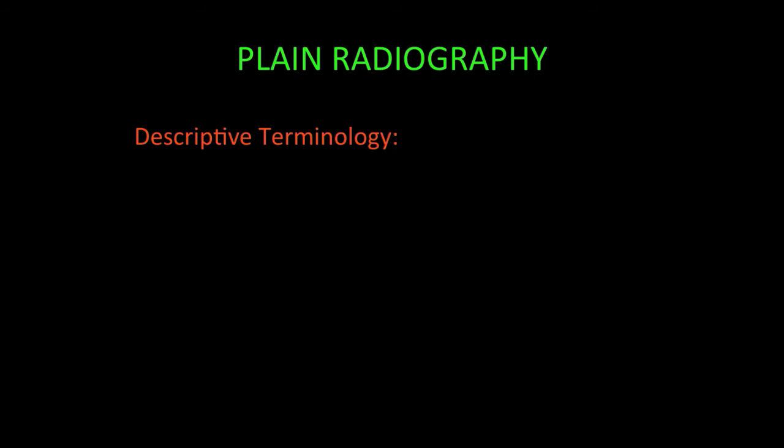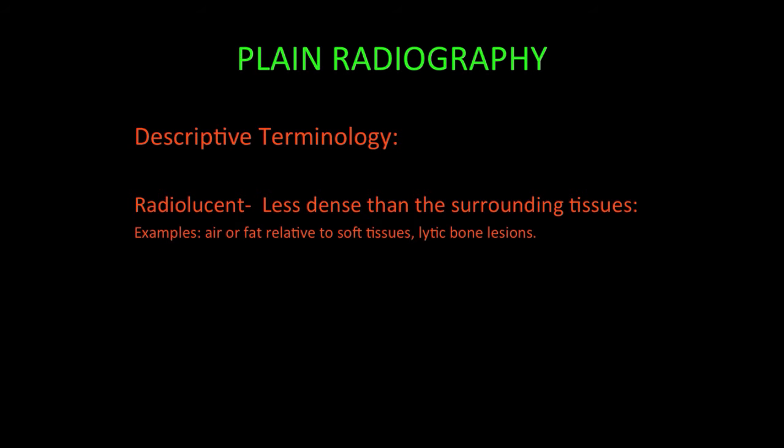So how do we describe the findings on a chest radiograph? Well, the finding is either going to be radiolucent, which means that it's less dense than the surrounding tissues. Examples of this would be air or fat within a soft tissue density, or other density that is higher in radiographic density than the air or the fat. An example would be a lytic lesion in a bone. It'll be something dark inside a bone which is more white.